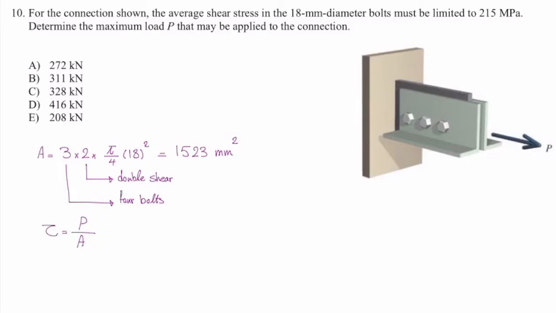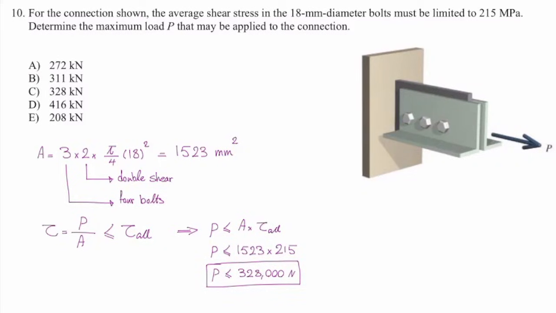All right, let's put that into the design equation. Shear stress is P over A, and that should be smaller than the allowable stress. So I can say that P should be smaller than area times allowable stress. So P would be smaller than 1523 times 215, which is 328,000 newton. Once you are working with megapascal, newton and millimeter, the final answer for force will be in newton. The options are in kilonewton, so I simply divide that by 1,000, and the closest answer will be C, 328.